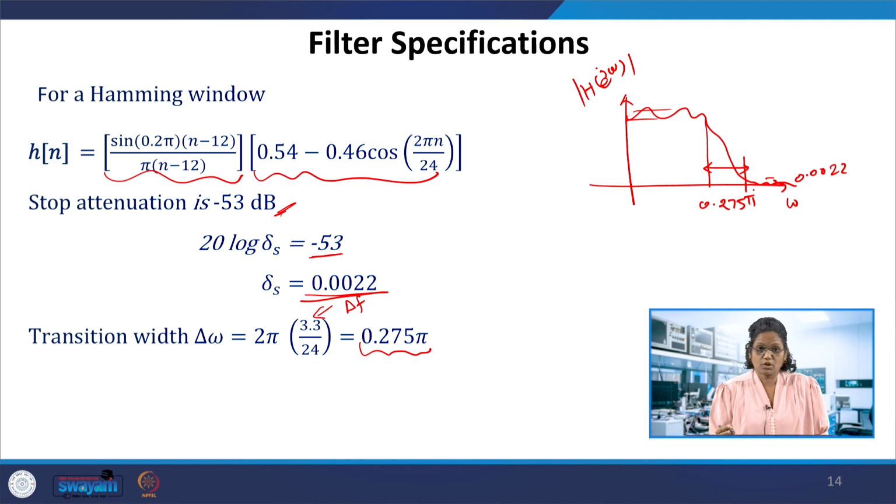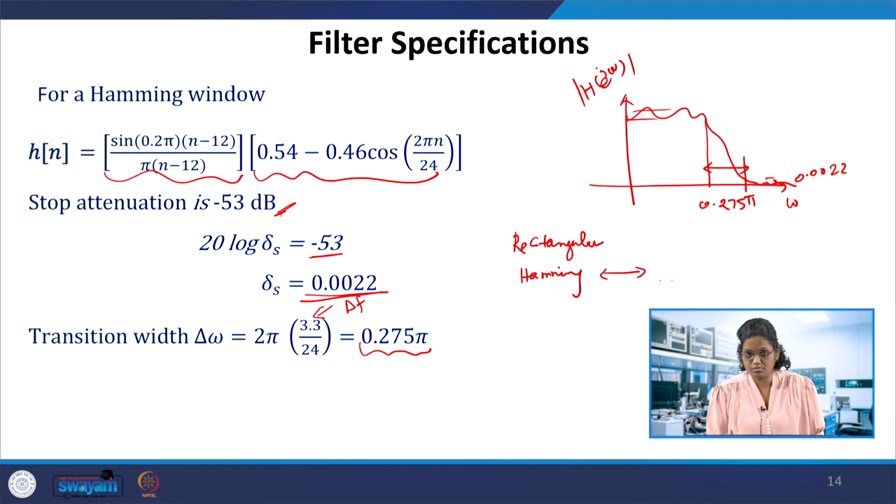Of course, this is because the rectangular window has a main lobe, and the Hamming window's main lobe is larger compared to the main lobe of the rectangular window. So this main lobe increases the transition width, but it has a good stop band attenuation, so it reduces the ripple. That can be easily seen in the design.